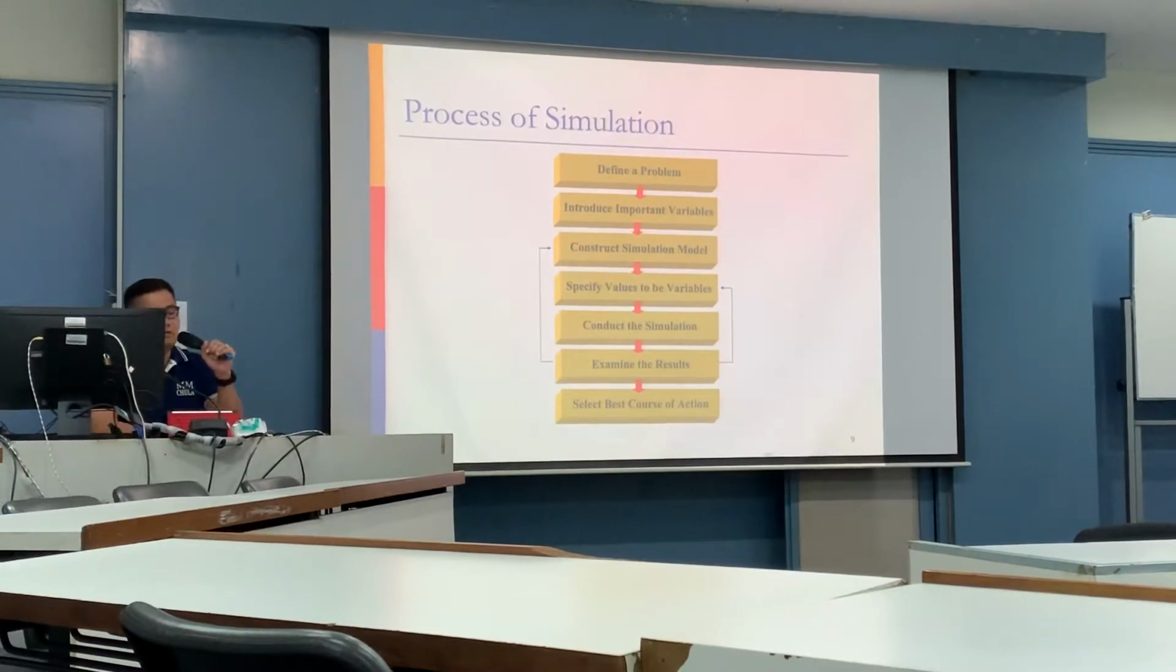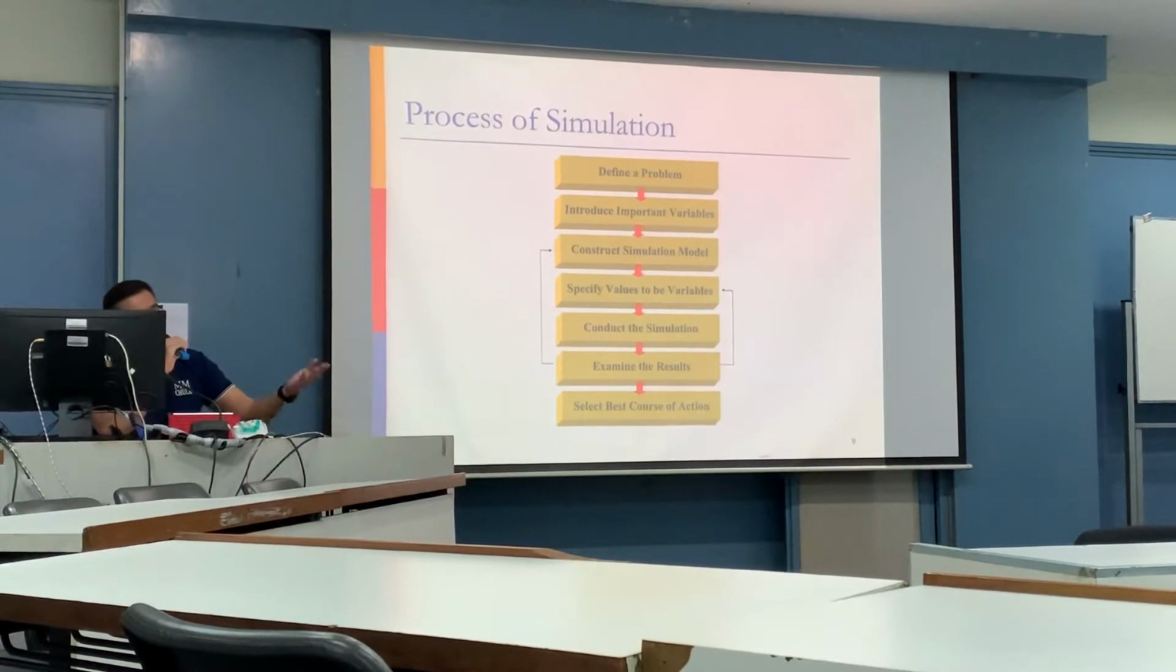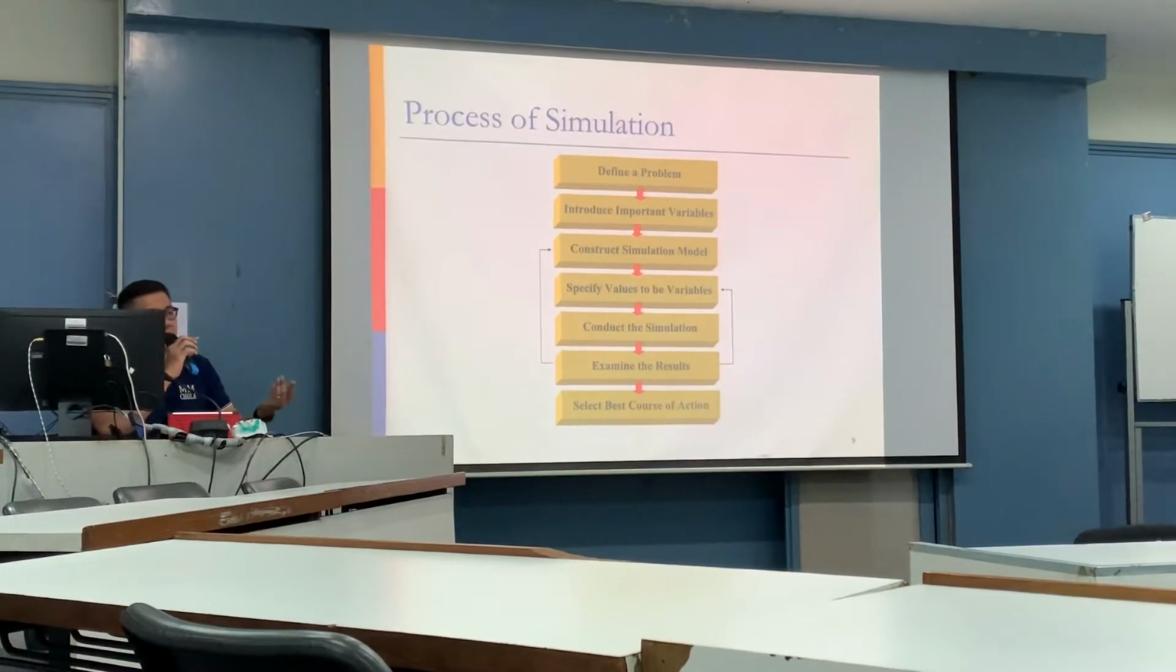And then when you know what your controllable variables and uncontrollable variables are, you try to construct the simulation model. Constructing the simulation model means that you look at the real system and try to duplicate the process, or at least know the flow of the real system, what it is going to be.